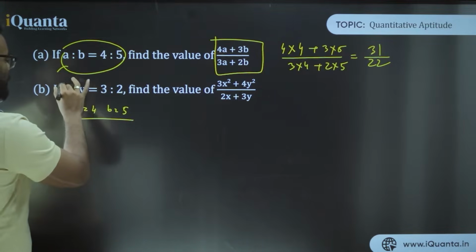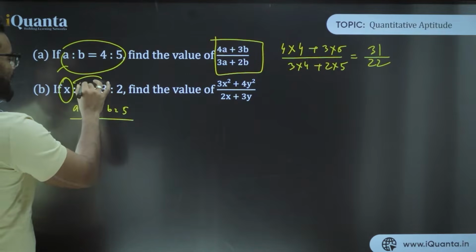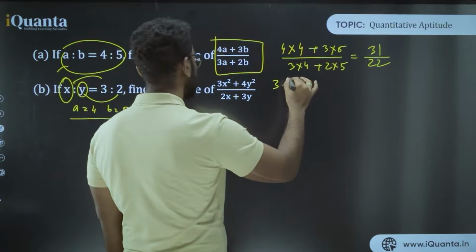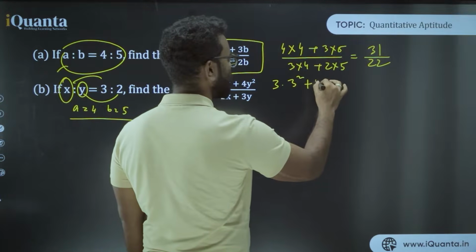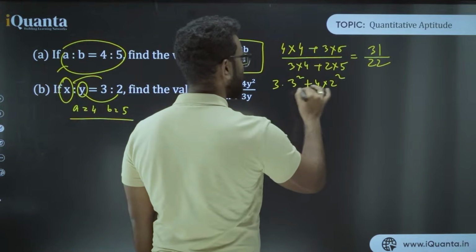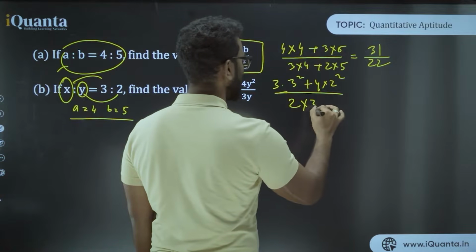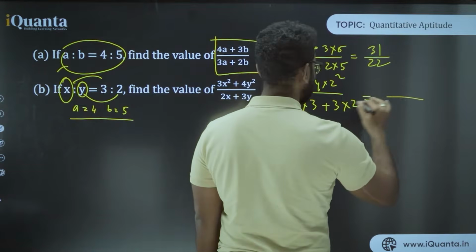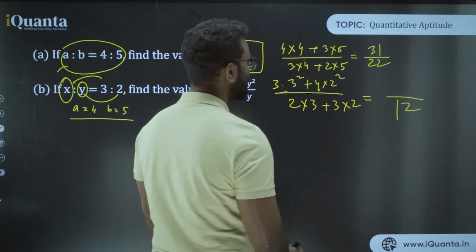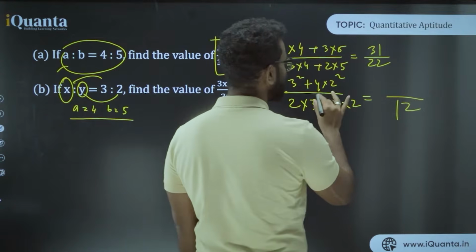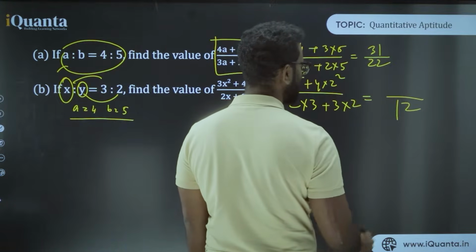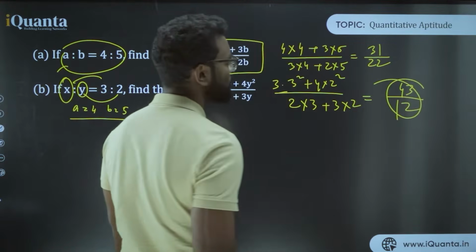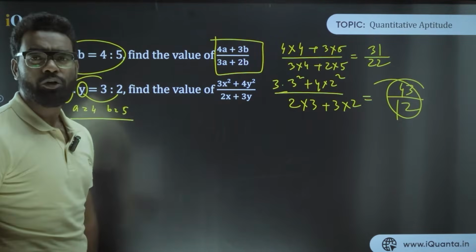In case of this question also, I can take the value of x as 3 and the value of y as 2. Now put the values here: 3 into 3 squared plus 4 into 2 squared, upon 2 into 3 plus 3 into 2. The denominator is 6 plus 6, which is 12, and the numerator is 3 into 3 squared, which is 27, plus 4 squared, which is 16. So 27 plus 16 is 43. So your answer is 43 upon 12. This is the way you can solve this type of question.